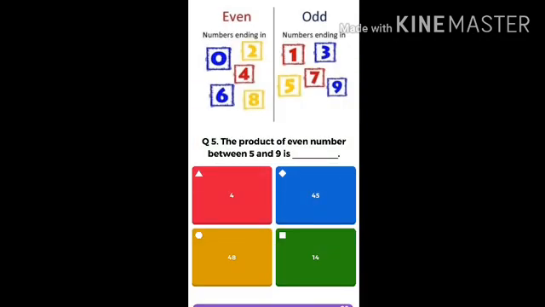The product of even numbers between 5 and 9 is. Even numbers can be divided by 2 and odd numbers cannot be divided by 2. And even numbers between 5 and 9 are 6 and 8. And product means the result of multiplication. So product of 6 and 8 is 48.